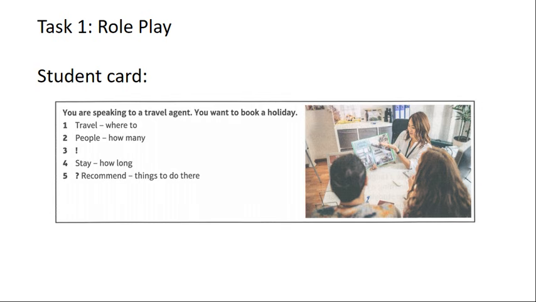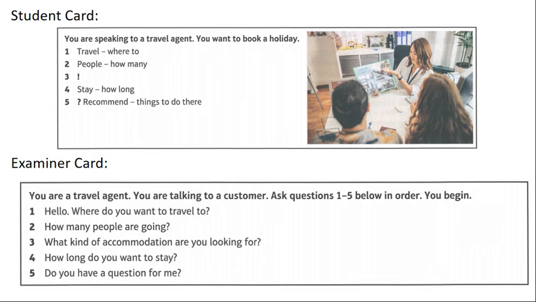You need to ask a question about recommend and things to do there, and then you get 2 points for asking the question. And it doesn't matter what the examiner's answer is, but they will play along and they'll answer your question as if they are the travel agent. Now let's look at the examiner's card. So this is what the examiner will be looking at while you are looking at the student card. So the examiner's card would say, you are a travel agent, you are talking to a customer, ask questions 1 to 5 below in order, you begin.